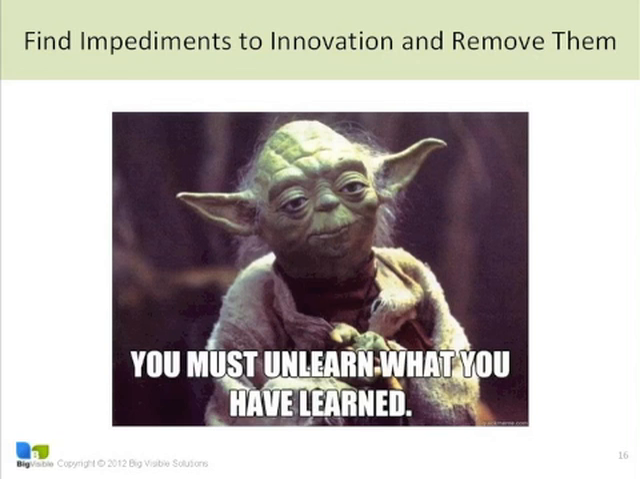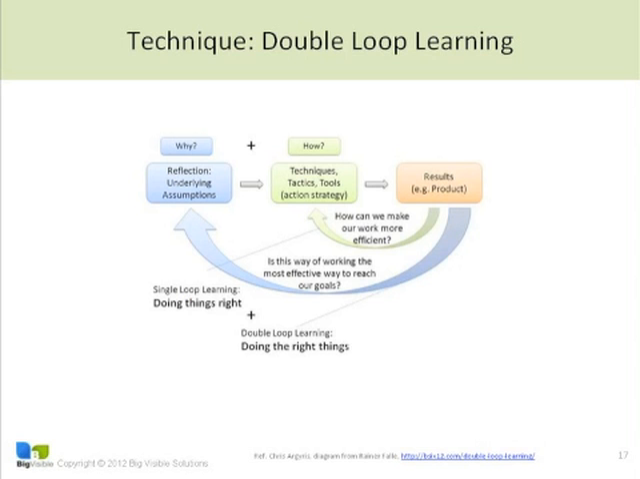So I'm going to introduce a tool. It's not a new tool for those who are familiar with Chris Argyris's work. It's called double loop learning. And it is a technique, a thinking tool that you can use to really dive down into the organizational impediments to innovation.